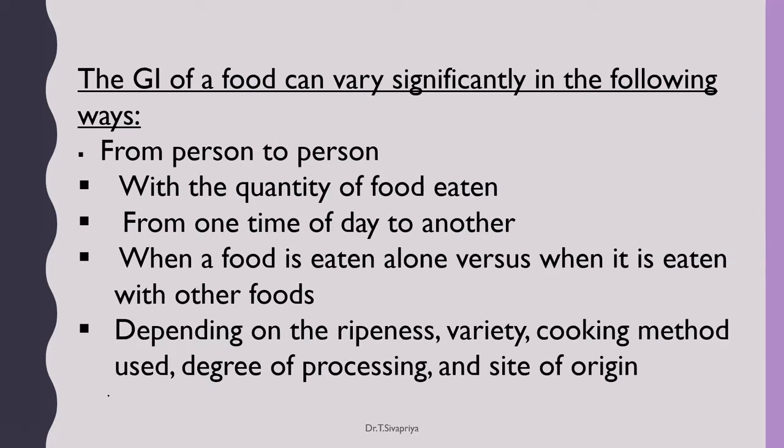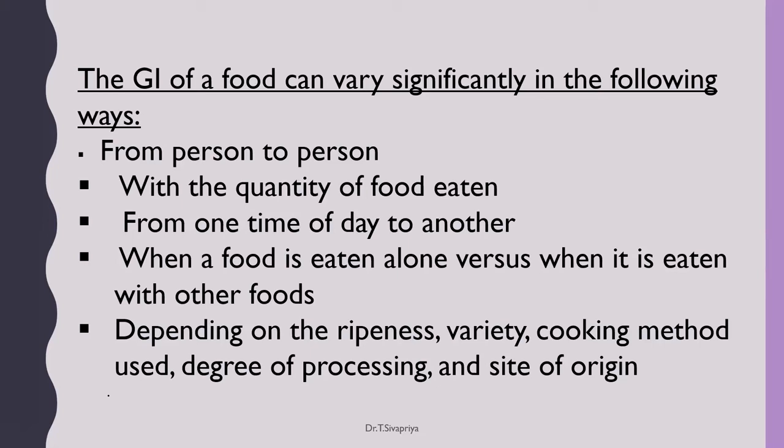The glycemic index of a food can vary significantly in the following ways. It may vary from person to person depending upon the digestion, absorption, and metabolism of the particular food, and also with the quantity of food eaten. When a person eats a very small quantity, the blood glucose level will not spike to a high level, whereas when he eats too much of the food, it may rise sharply, and it also varies from one time of day to another.